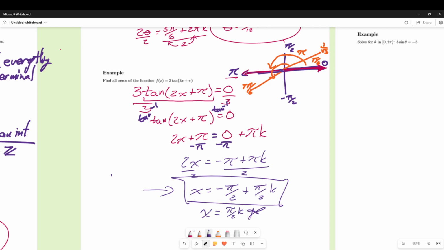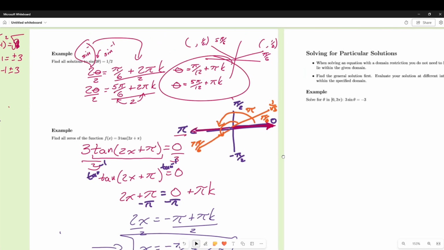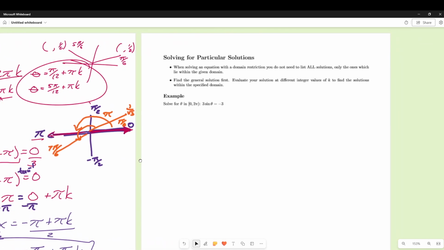So solving tangents are nice. They're a little bit smaller. You don't have to deal with quite so many other solutions.